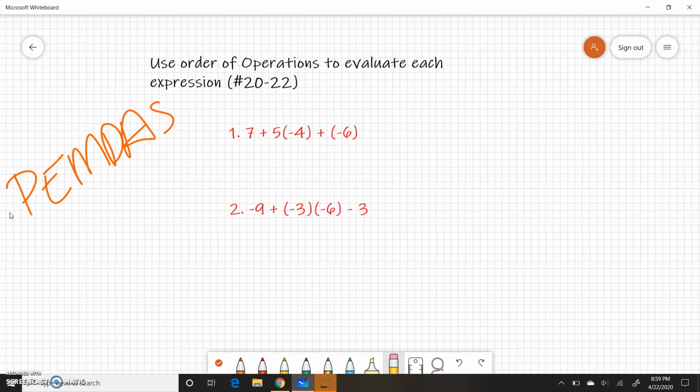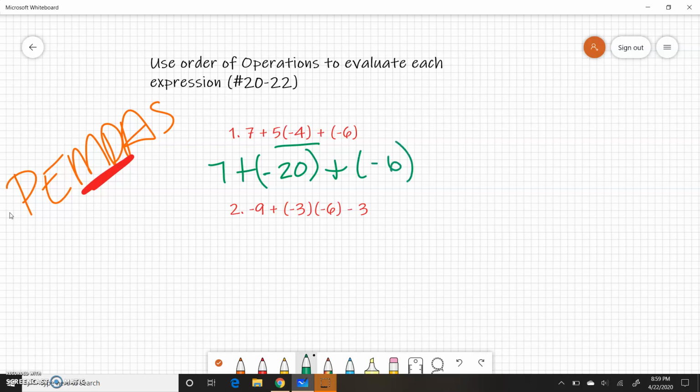Okay, the next thing is exponents. I don't see any exponents in number 1. The next step is multiplication and division, and you should remember that those two go together. So you go from left to right doing your multiplication and division. My first step I see is right here. They're right next to each other, so that means to multiply. 5 times 4 is 20, and 1 is positive and 1 is negative, so I know that is a negative 20. So I'm left with 7 plus negative 20 plus negative 6.